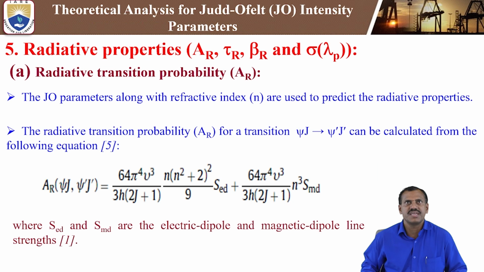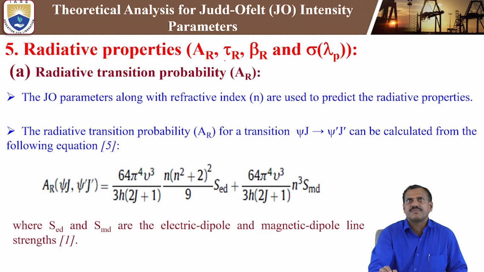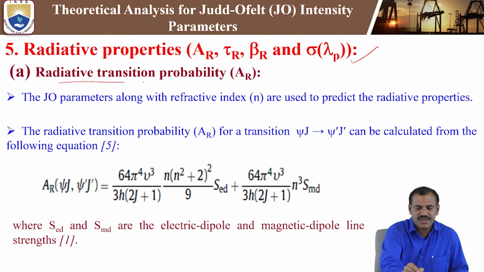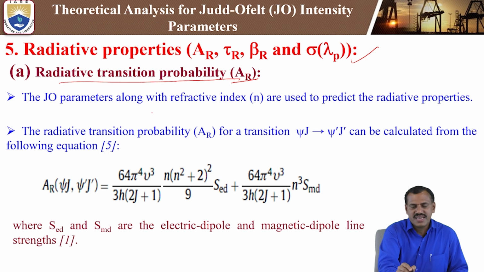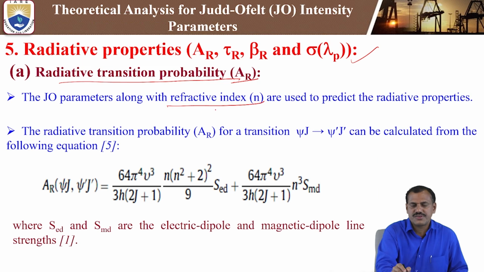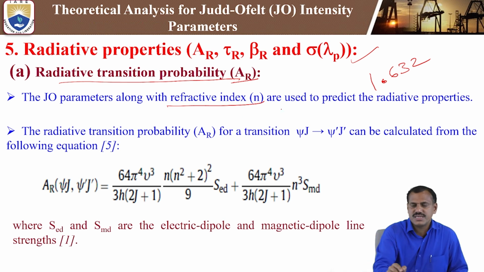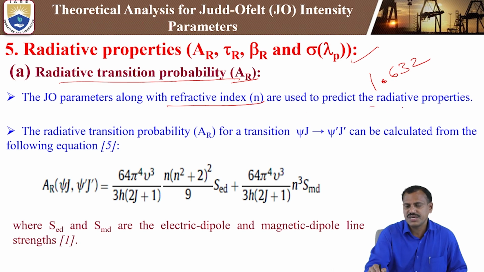Next, we are going to discuss the radiative properties, such as the radiative transition probability A, the radiative lifetime tau R, the branching ratios beta R, and the stimulated emission cross section sigma. First, we are calculating the radiative transition probability AR value from the JO parameters along with the refractive index. For this calculation we need to substitute the refractive index value, N. For the silicoborate glasses with erbium 3 plus ions, the refractive index is 1.632. So we substitute the JO parameters with the refractive index to predict the radiative properties.